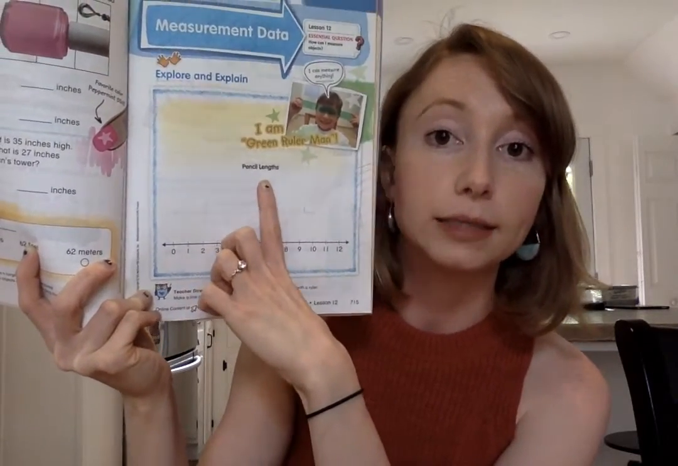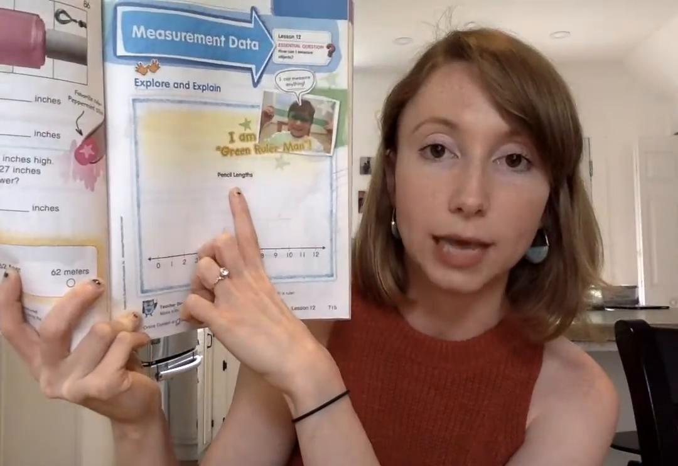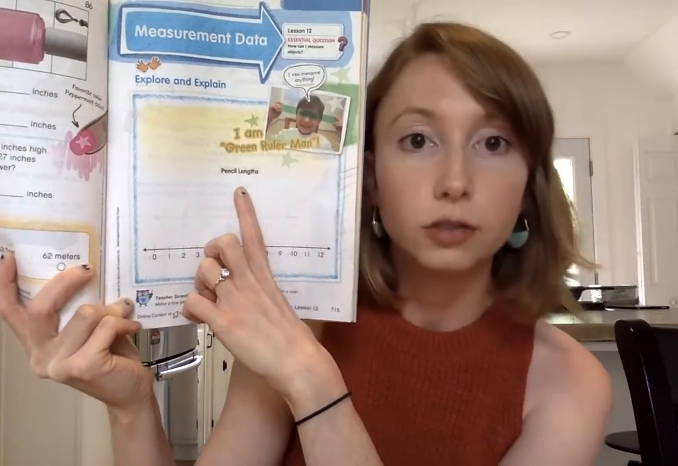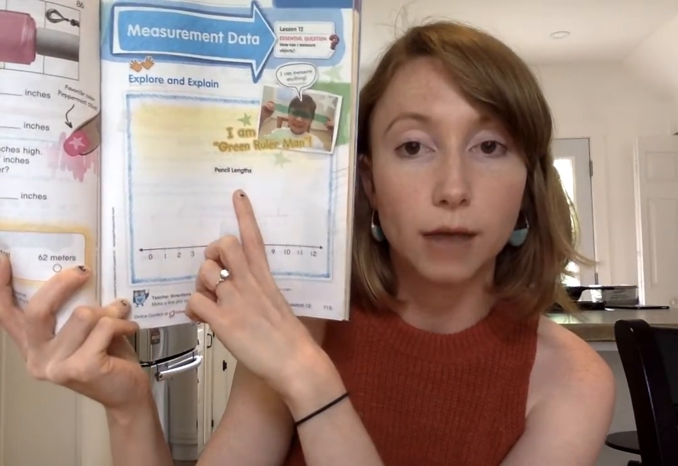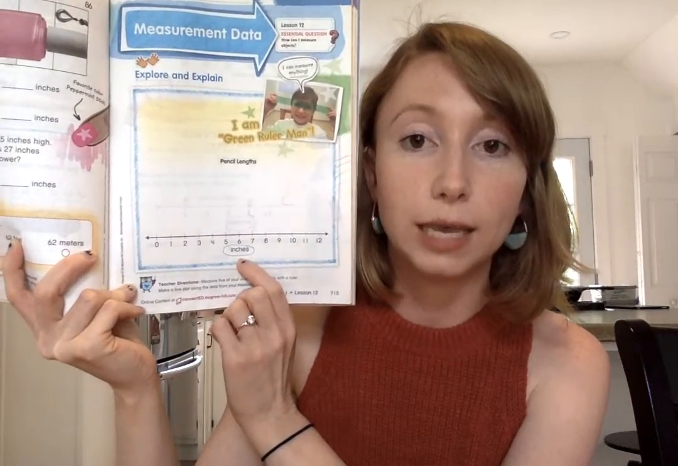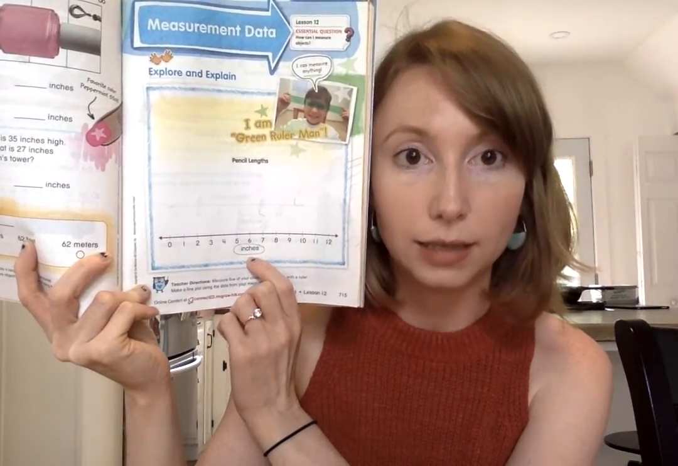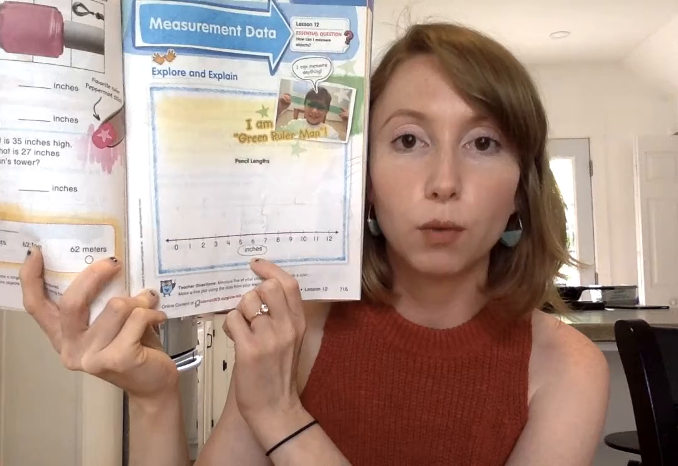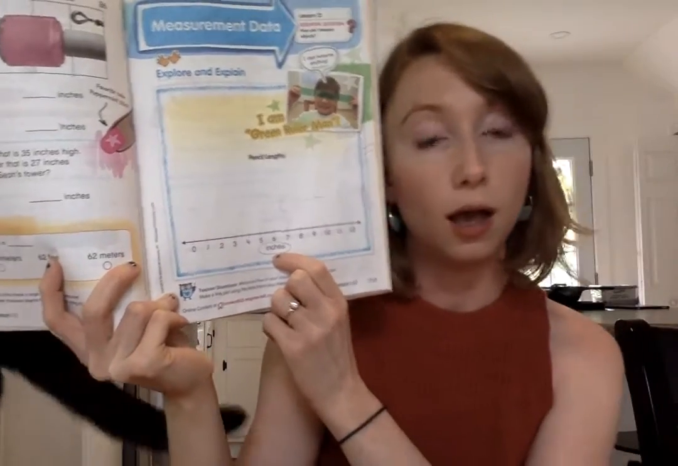I'm noticing a title to our line plot. The title is pencil lengths, so that tells you what this data will have to do with. I'm also noticing a unit of measurement. It is inches. That's telling me we're measuring pencil lengths in inches, and we are going to display that information on this line plot.